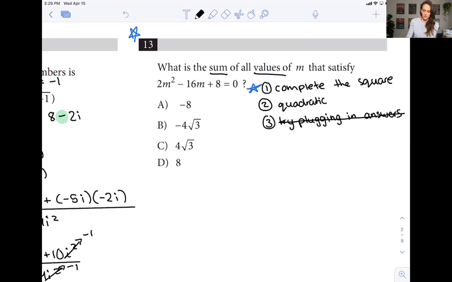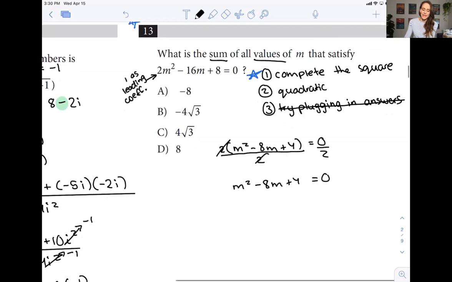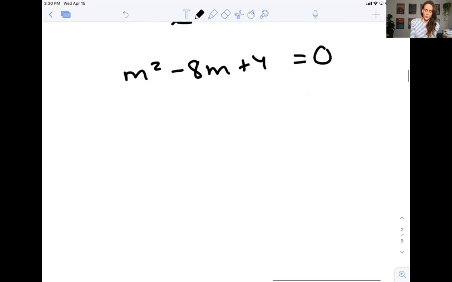So my first step to complete the square here is I need my leading coefficient to be the number 1. So you want 1 as leading coefficient. I'm going to divide everything by 2, or you could show it as factoring out that 2. When I divide both sides by 2, that 2 just goes away. So I have m squared minus 8m plus 4 equals 0. Now I'm at the point where I can complete the square. So I'm going to move my 4 over to the right-hand side. So I'm subtracting 4 from both sides, basically, and get -4.